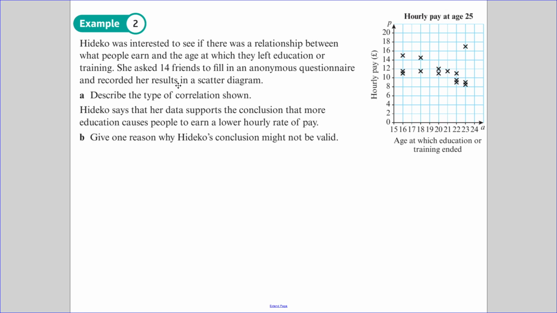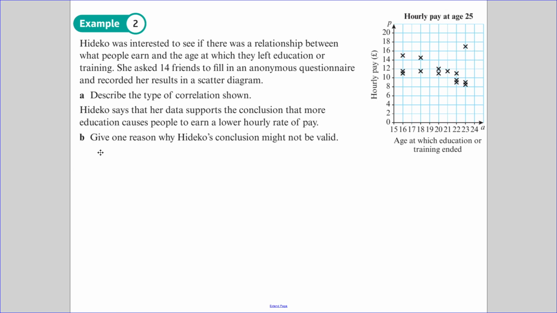They're all her friends, so this might be a biased sample. It might be that all of her friends were really bad at education and training, and the more of it they did, the lower their wage was. And this person might be good at education and training, so we don't really know. There's also an outlier here which could require a bit more investigation. So maybe this is evidence of a different trend.